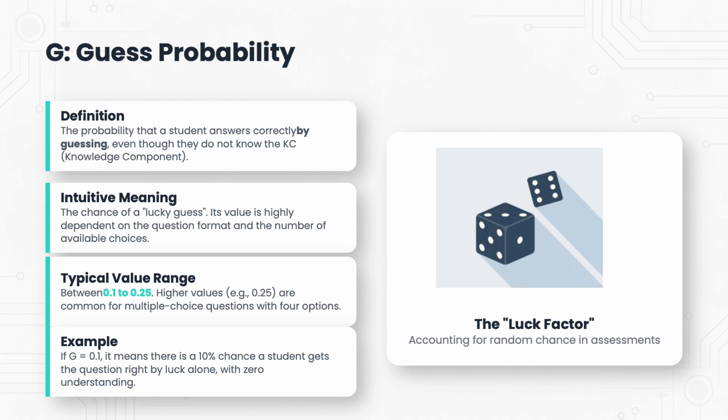Finally, we have S, the slip probability. This is the opposite of guessing. It's the chance that a student knows the correct answer but makes a mistake anyway. A careless error, a miscalculation, or a moment of brain freeze. This value is usually small, between 5% and 15%. An S value of 0.15 means there's a 15% chance the student will slip up and get the answer wrong, even though they understand the concept.